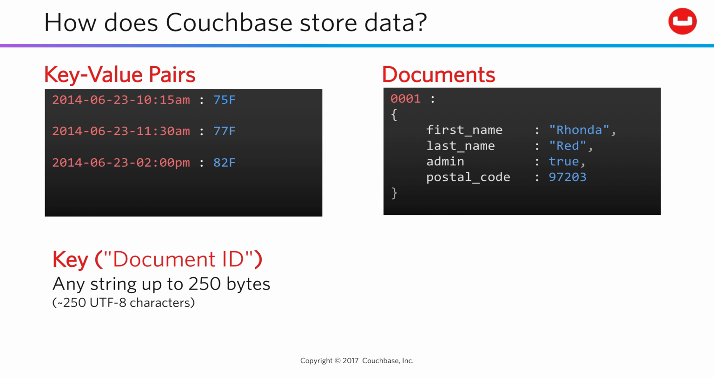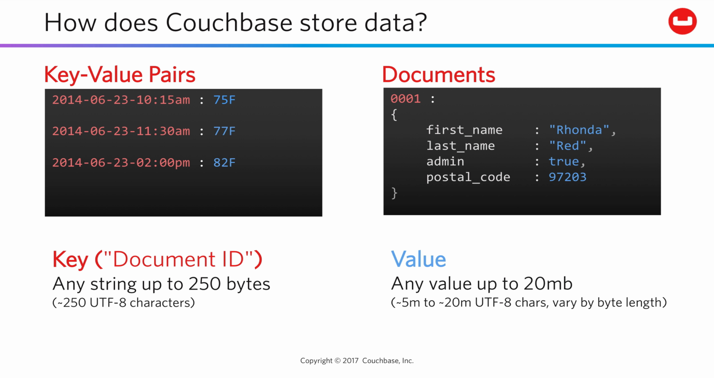As a result, the key to a stored document is commonly called its document ID, and can be any string value up to 250 bytes, or about 250 characters. The value can be anything up to 20 megabytes, which would be anything from 5 to 20,000 characters or so, depending on the byte length of the character set in use.